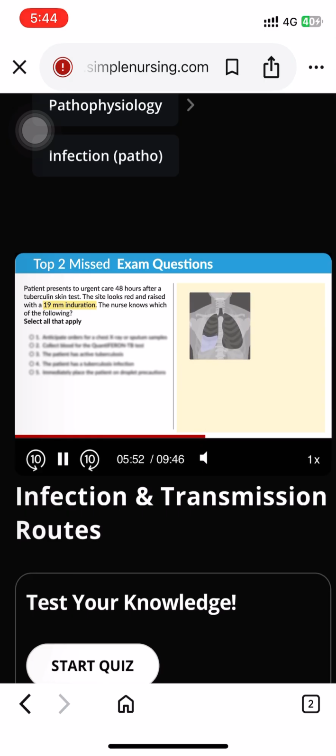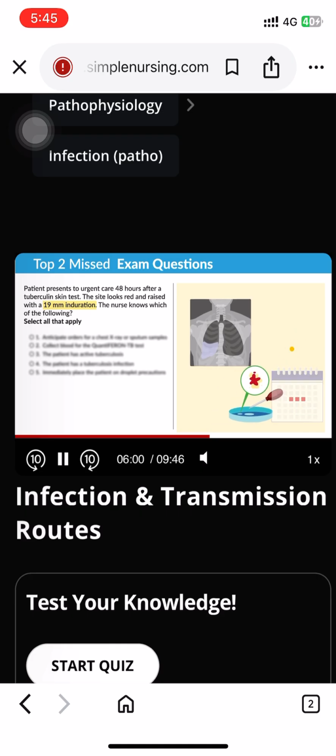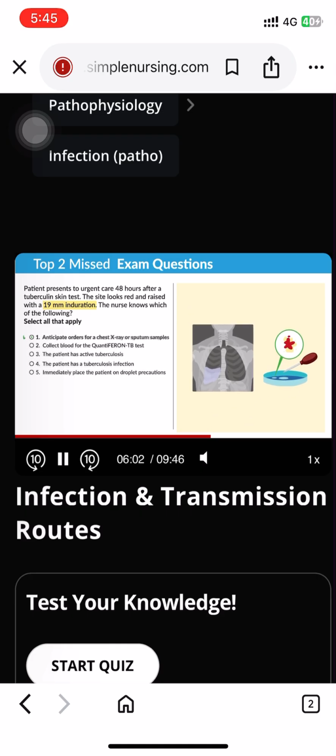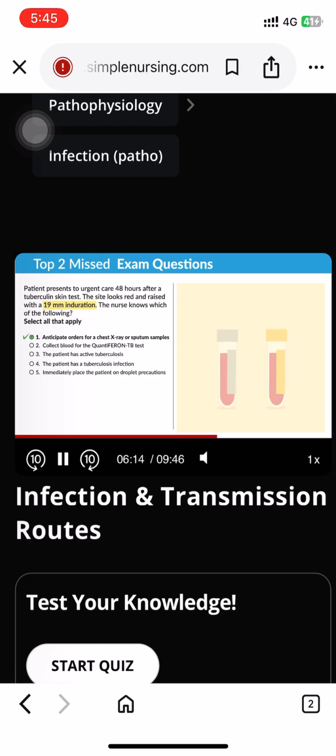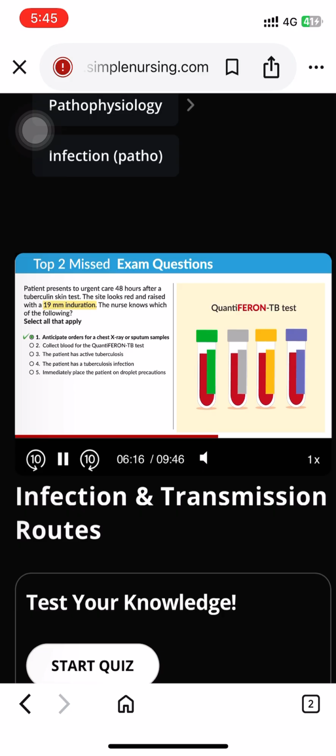So we definitely do a chest x-ray to confirm the status, or 3 early morning sputum samples on 3 consecutive days. So option number 1, anticipate orders for a chest x-ray or sputum samples. Yes, we have to confirm if the TB is active or inactive. Now option number 2, this one's a little bit tricky here. Collect blood for a QuantiFERON TB test.